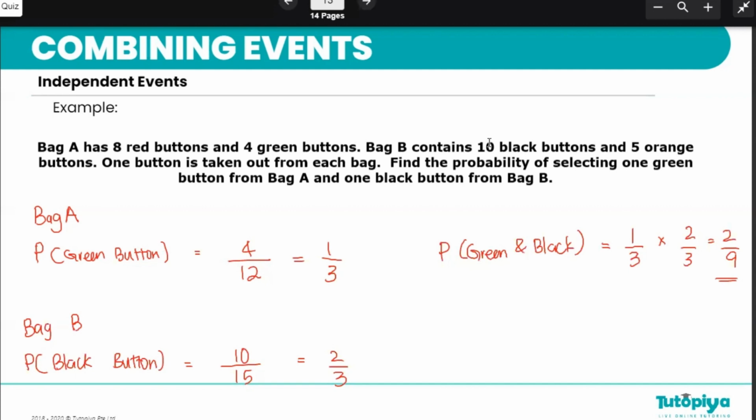Something else that we can remember is that whenever we have to find AND probabilities, we generally have to multiply, because that's showing us independent events. But if we have to find OR probabilities, then we would have to add, because that's showing us mutually exclusive events. So the wording of our questions can be very important in helping us recognize which equation we would have to be using.